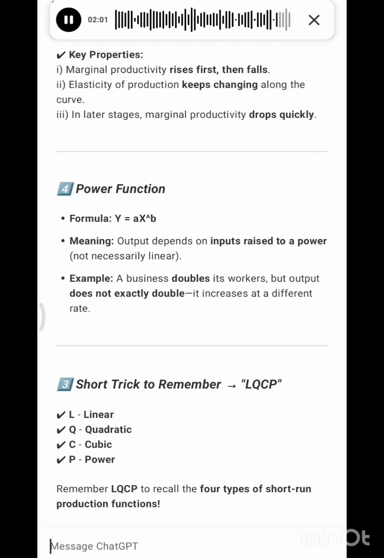Short trick to remember. LQCP: linear, quadratic, cubic, power. Remember LQCP to recall the 4 types of short-run production functions.